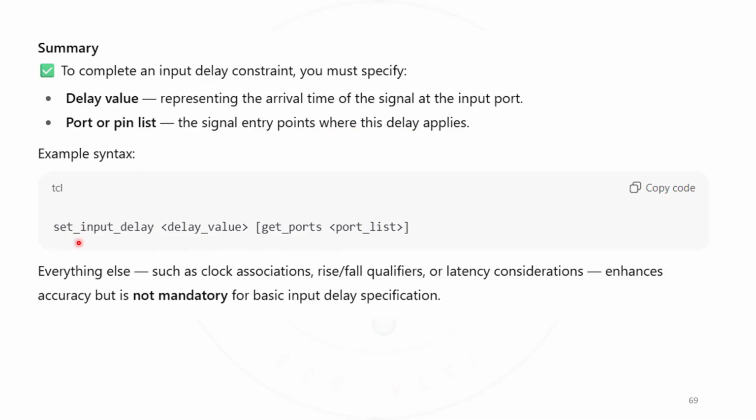So this is the syntax of set input delay followed by the delay value and get ports port list. So these are the primary things that should be present, and hyphen clock is sometimes necessary and sometimes not necessary, followed by hyphen min max, where min is used for hold and max is used for setup, and hyphen rise and hyphen fall are also optional. Similarly, hyphen add delay as well. Everything else such as clock association, rise, fall qualifiers or latency consideration enhances accuracy, but it is not mandatory for basic input delay. So only the delay value followed by where you are applying it is important.